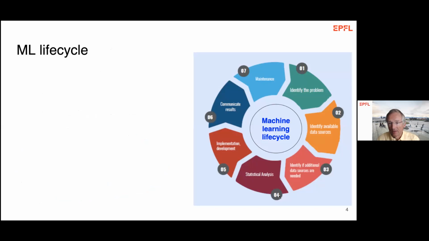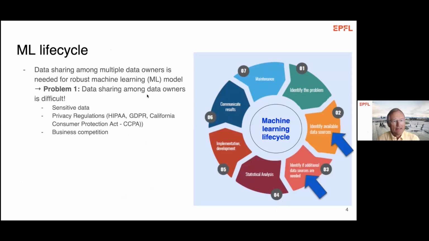Here you see on this picture the way things can be summarized, from the first identification of the problem, then the available data sources need to be identified, and then additional data sources, and then the statistical analysis, implementation development, communication of results, and so on. Now, this data sharing among multiple data owners is needed, right? But the problem is that in many cases it is difficult, notably because of privacy regulations and also because of business competition. So not everyone is necessarily willing to share their own data. We've talked in the past with a number of organizations and companies, and they say, look, there's no way we are going to share our data because it is too strategic.